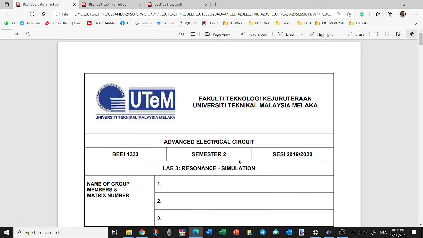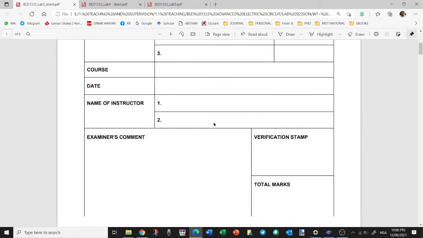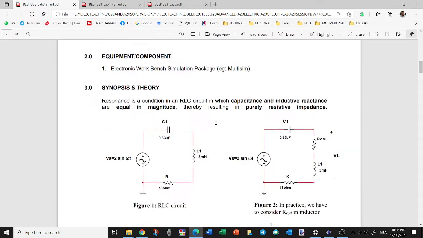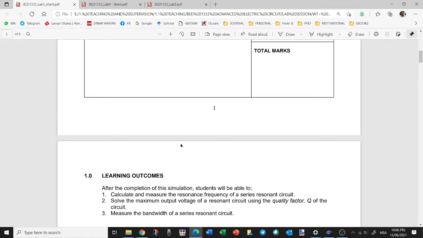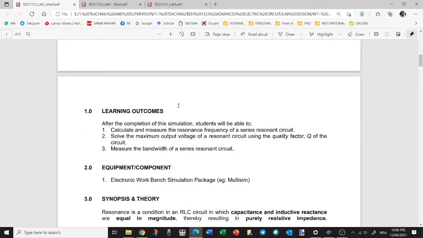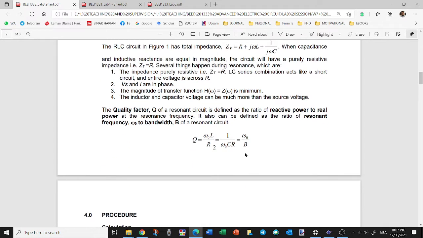Okay, so for lab number 3, basically is on resonance lah simulation. For those yang tak buat face to face punya simulation, ada juga yang sempat buat lab 3 hardware kan, but for those yang tak sempat buat hardware, so today you kena buat yang simulation punya lah. Okay, so what you have to do is you just go through, read the lab sheet, a very simple one. You kena faham lah the concept of resonance, especially lah you kena baca dia punya structure, how to calculate the resonance punya all the calculation lah dalam ni.